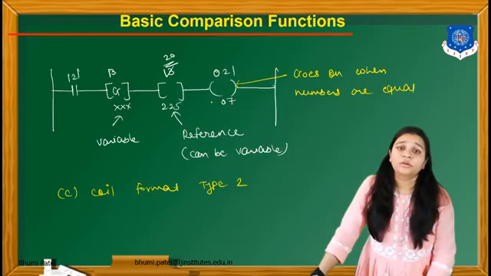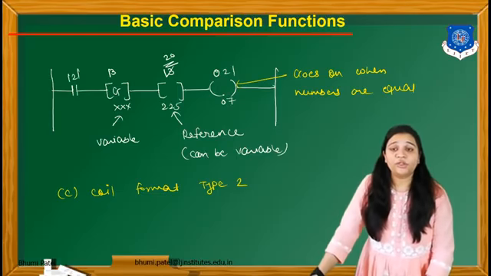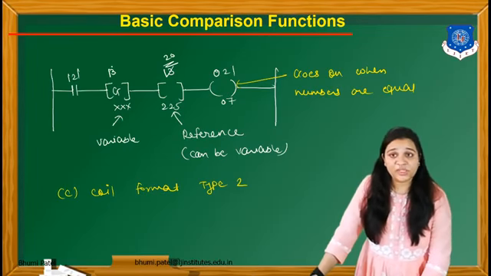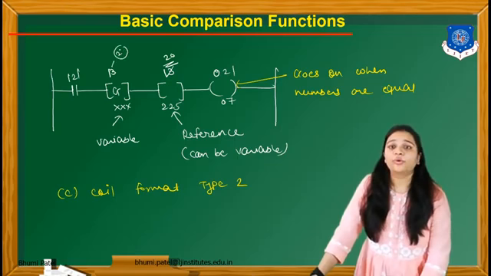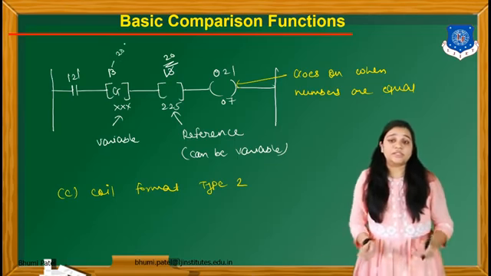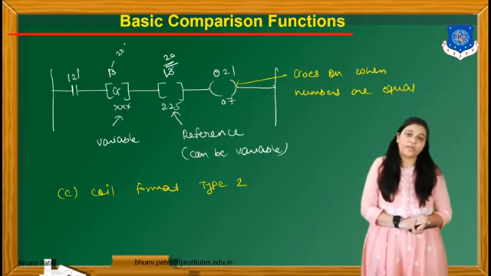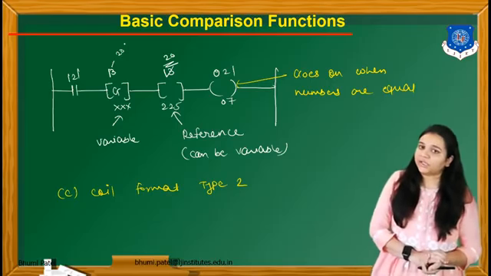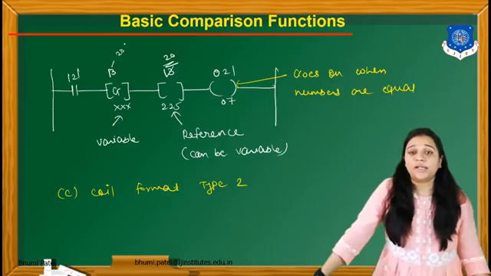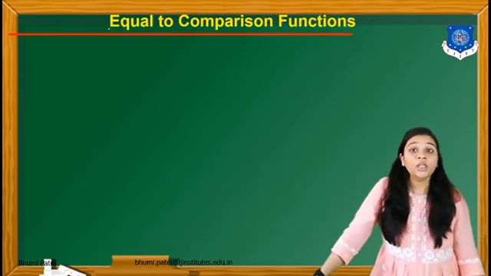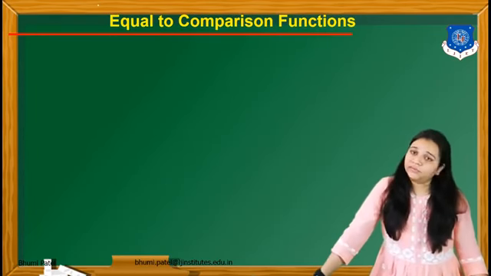So the output will be continuously off, and whenever we change the value of G and it increases from 13 to 20, at that time my output goes on. Okay, so this is the second type of coil format that is used for the comparison function. Clear? Now the next one is the equal to comparison function.